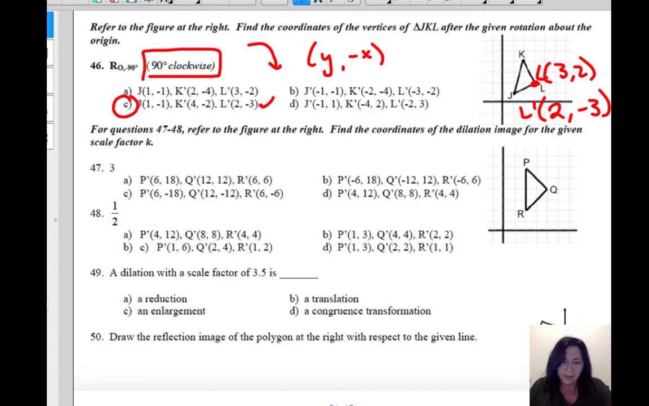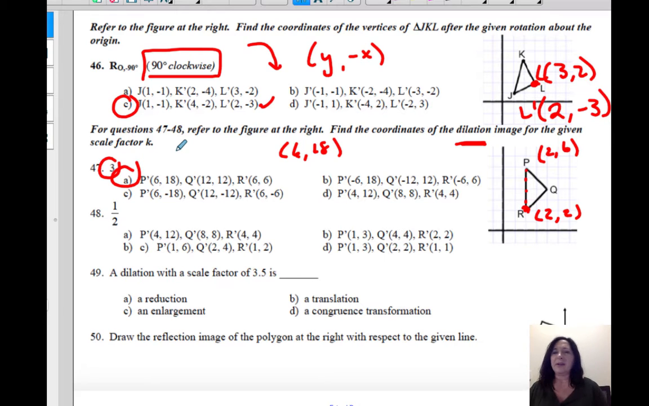The next one asks: refer to the figure at right, find the coordinates of a dilation. That's like shrink or bigger. 3 times, that's going to make it bigger. So I'm going to pick one of my points. This is (2, 2). And this is (2, 6). I'm just going to pick a couple of points. That's my scale factor. This is telling me to multiply by 3. So if I multiply this by 3, (6, 18). I'm looking for that. So far, it's A, because that's the only one that says (6, 18).